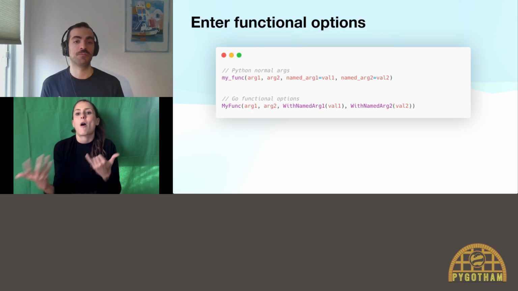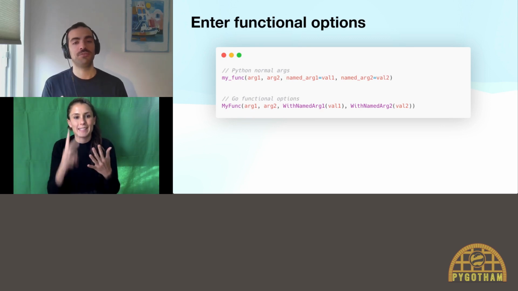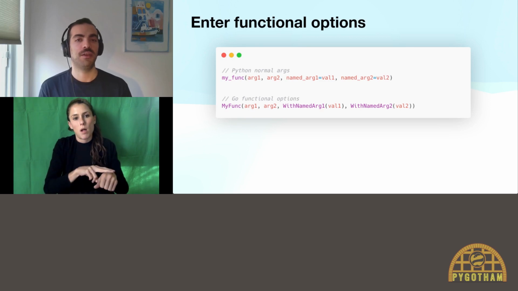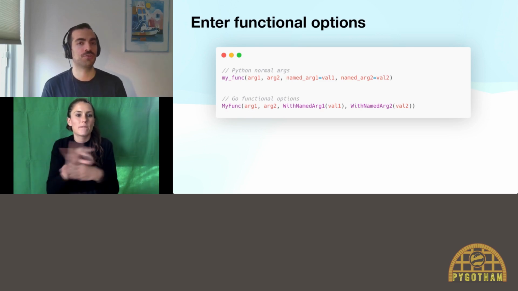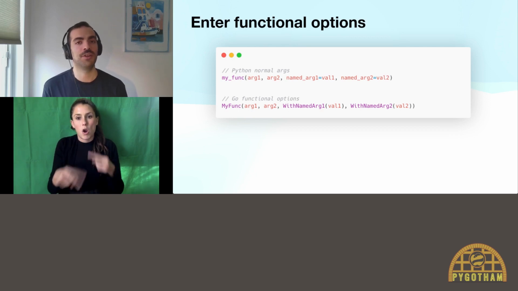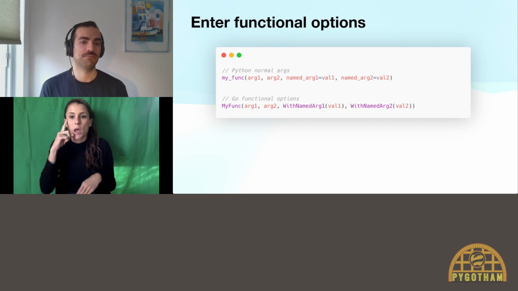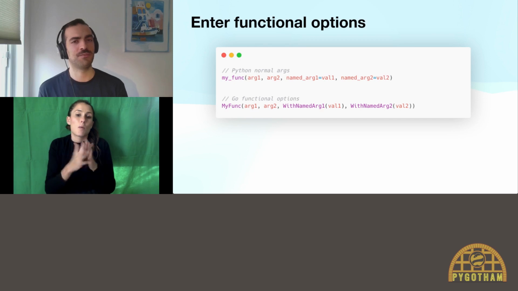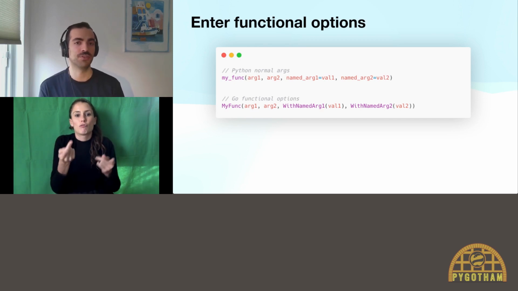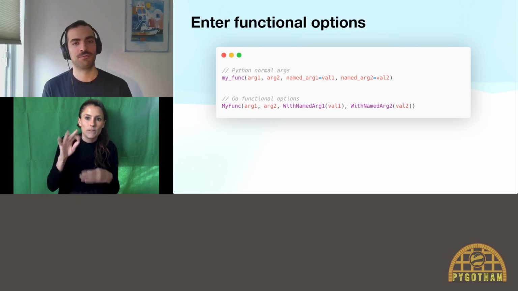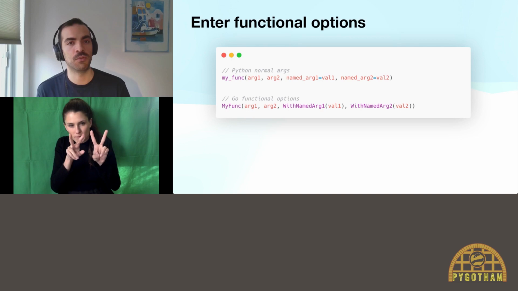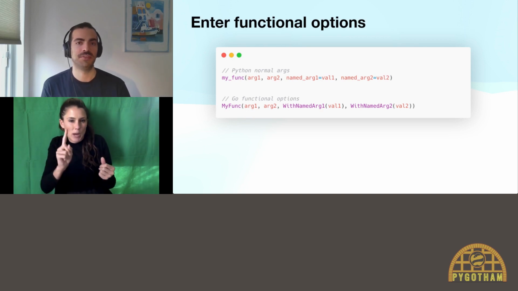Enter functional options. Here you can see a normal Python function with normal arguments, and you can also see a functional options version from Go. You can notice that the arguments are now function calls. And to make things even weirder, the function calls themselves return functions. You don't have to worry about the implementation for now, though. It's just about exploring this solution and seeing where we end up.